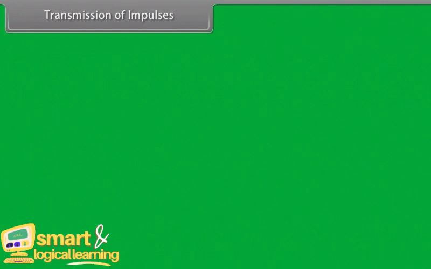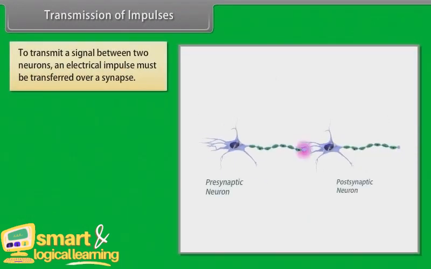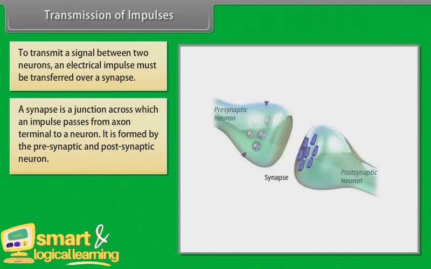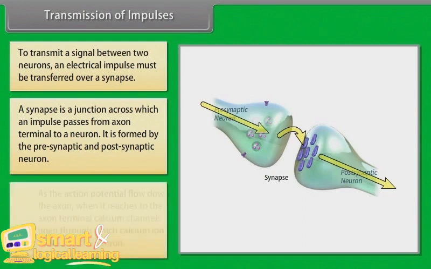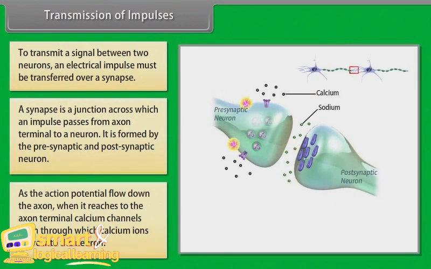Transmission of impulses. To transmit a signal between two neurons, an electrical impulse must be transferred over a synapse. A synapse is a junction across which an impulse passes from axon terminal to a neuron. It is formed by the presynaptic and postsynaptic neuron. As the action potential flows down the axon, when it reaches the axon terminal, calcium channels open, through which calcium ions move into the neuron.